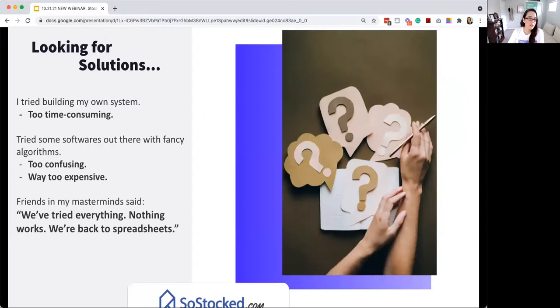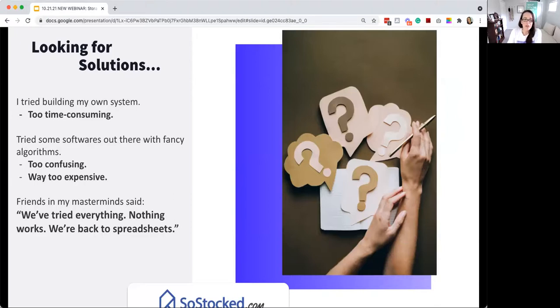So of course I looked for solutions. I tried to build my own system. It was too time consuming. There were other softwares that were too confusing or too expensive. They weren't calculating things right. They weren't allowing me to add my marketing plans into my calculations.